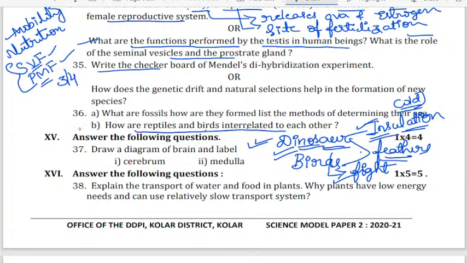What is meant by homologous? Homologous means their internal body structure will be the same.